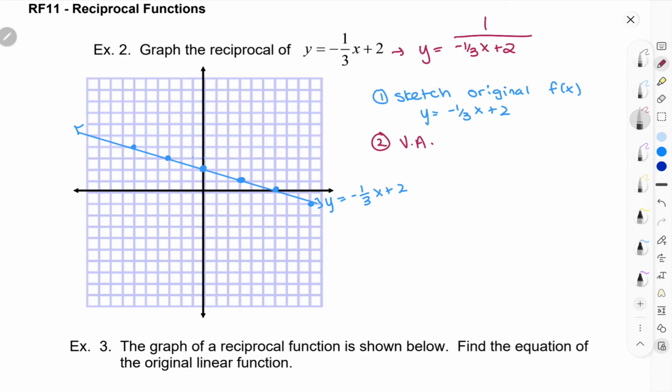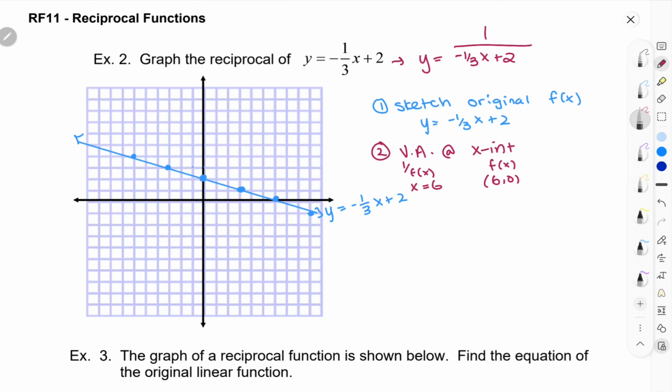So a few things that are going to be key points that I'm going to sketch first. I know my vertical asymptote happens at the x-intercept. So that's the vertical asymptote on 1 over f of x. Happens at the x-intercept on my linear or quadratic function. So it looks like my vertical asymptote here is going to happen at the x-intercept of, it looks like I have the point 6, 0. So my vertical asymptote is going to be at x equals 6.